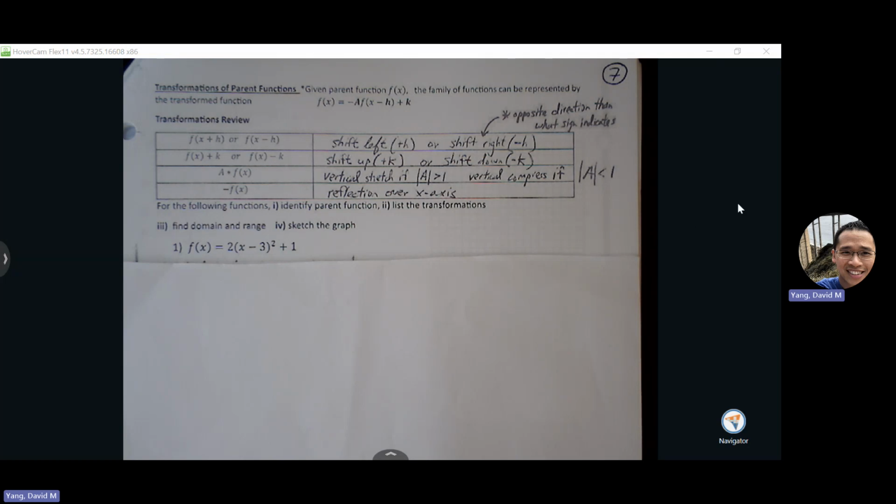Any number that is outside the expression that's being added or subtracted is going to end up shifting the parent graph either up or down. Shifting up would be a positive number, and any number that is subtracted from the expression is going to shift the graph down. So that is more intuitive, right? We associate positive with going up, negative with going down, so that's still the same. It's the left and right that feels a little bit opposite.